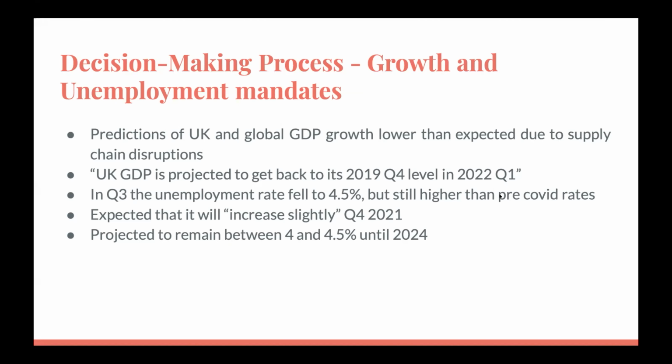They also predict that the supply bottlenecks will limit growth in the short term, but there will be a strong UK and worldwide recovery in early Q1 2022. This is shown when they say UK GDP is projected to get back to its 2019 Q4 level in 2022 Q1. In Q3, the unemployment rate fell to 4.5%, which is still higher than pre-COVID rates. And the Bank of England expects that it will increase slightly in Q4 2021, which is still an acceptable level in their eyes, and it's projected to remain between 4 and 4.5% until 2024.